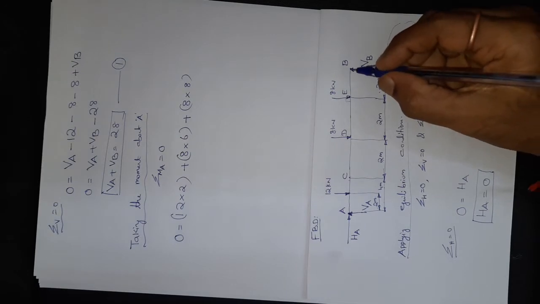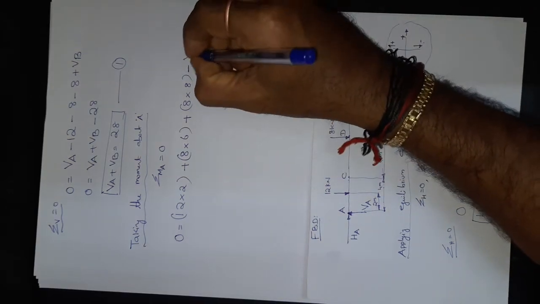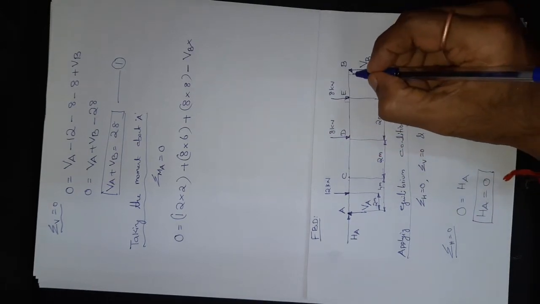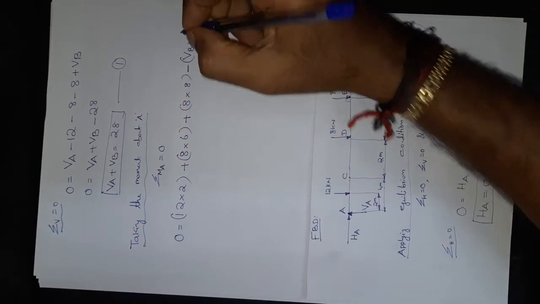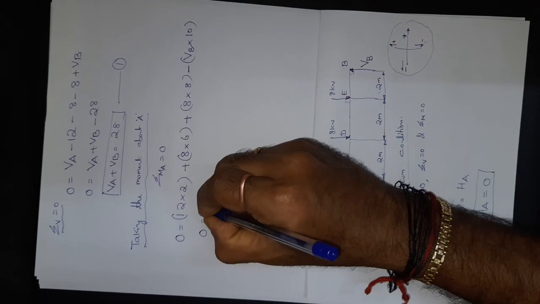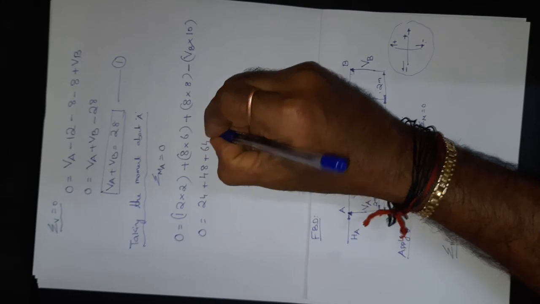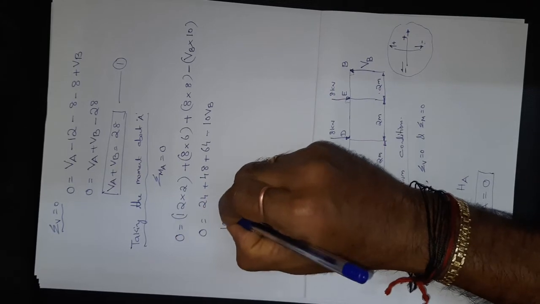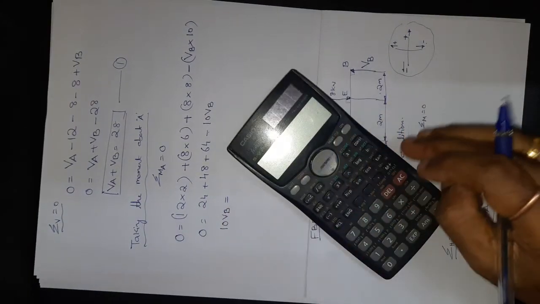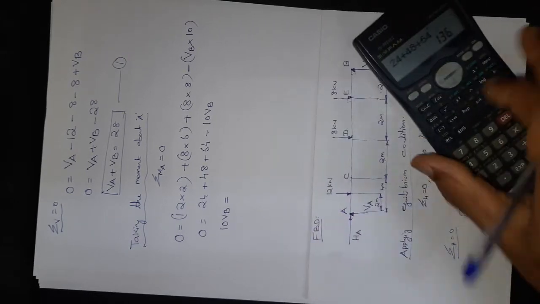Right. And the force acting at B tends to rotate the object in anti-clockwise direction. So minus VB into its perpendicular distance from the origin. The perpendicular distance from the origin is 4 plus 2 plus 2, which is 10. Got it? So 0 equal to 12 into 2, which is 24, plus 8 into 6, which is 48, plus 8 into 8, which is 64, minus 10 VB. So let me take this 10 VB to the other side. So 10 VB equal to the sum of all the forces, 24 plus 48 plus 64, which is 136.